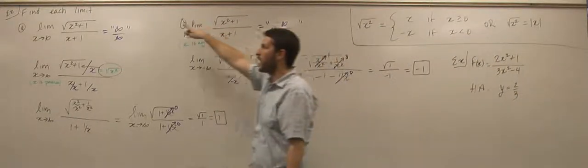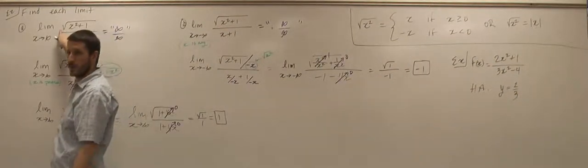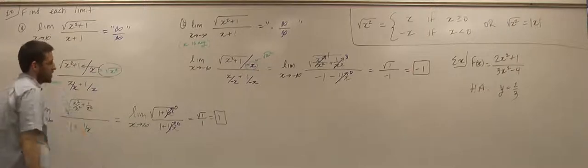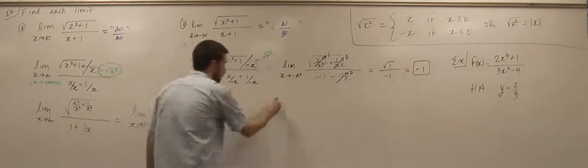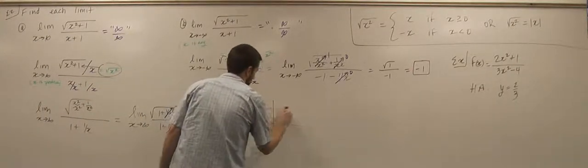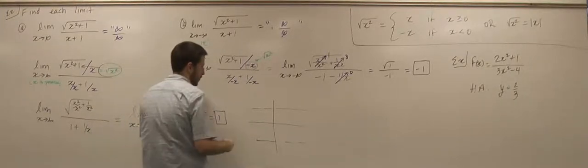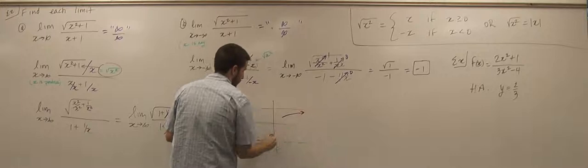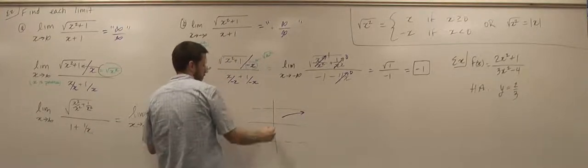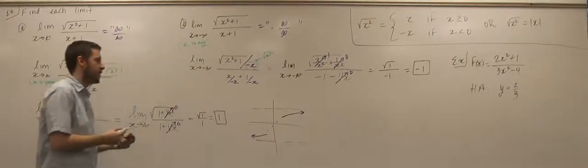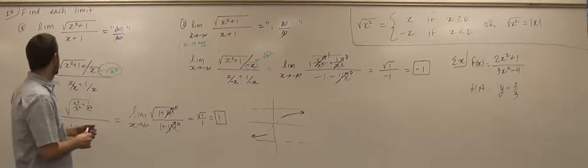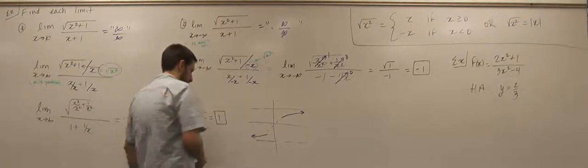But this function, it's not rational anymore because it has a root. But it has two separate horizontal asymptotes. On one side, it's approaching negative 1. On the other side, it's approaching positive. Whatever it does in the middle, we don't know too much about that. It's got two different horizontal asymptotes. So that's pretty cool.